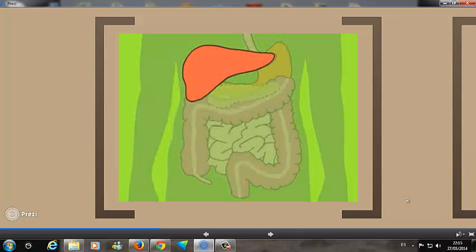The liver makes a bitter yellow-green fluid called bile. Yes, bile and digestive enzymes from the pancreas help release the nutrients from your food so they can be absorbed and circulated around your body in the bloodstream.